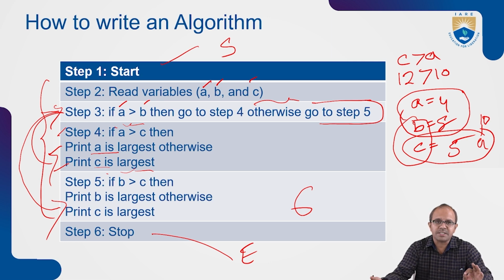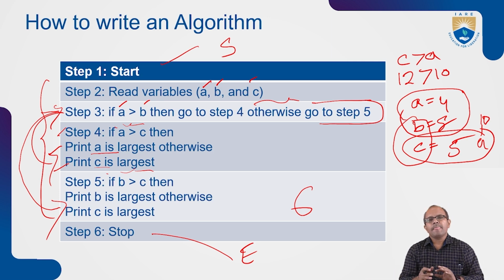There is a purpose for step 2. Similarly, step 3. In step 3, what we are doing? We are initially taking the comparison between the variables A and B. If true, what do you want to do? If false, what do you want to do? Clearly written.